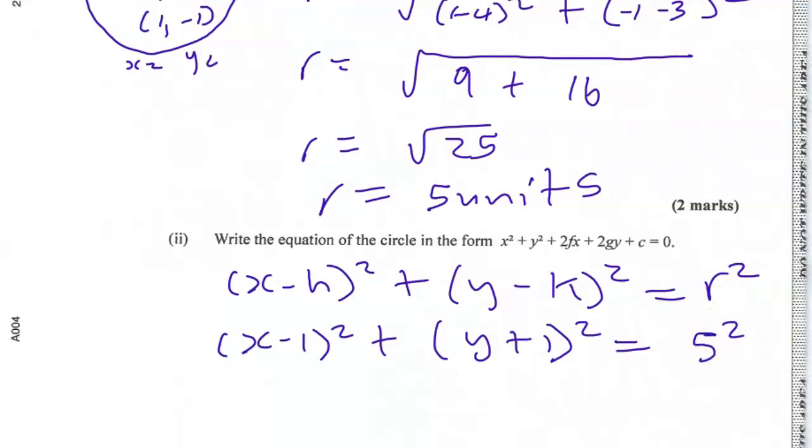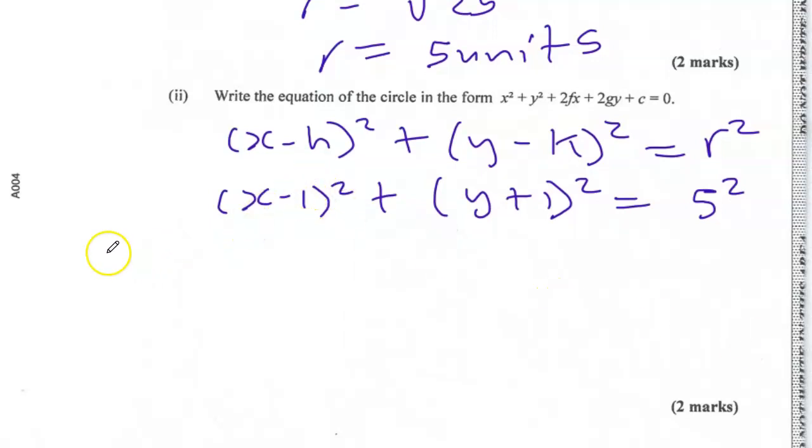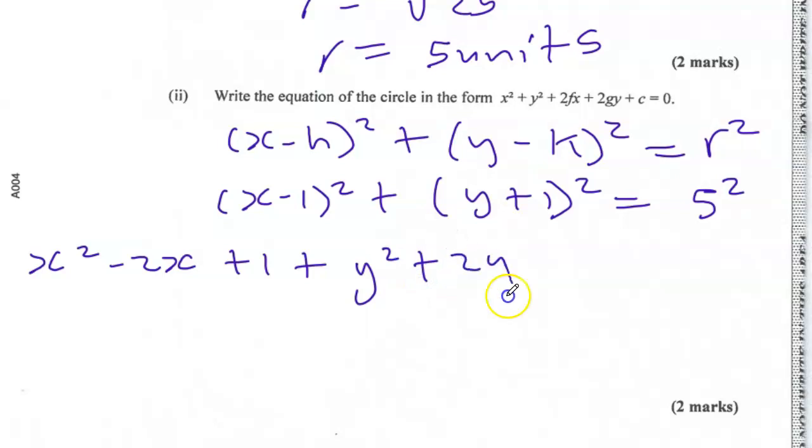So let's expand this. Expand the first bracket, we get x squared minus 2x plus 1. Expand the second bracket, we get y squared plus 2y plus 1, and 5 squared is 25. So look at the form we're asked to put it in.